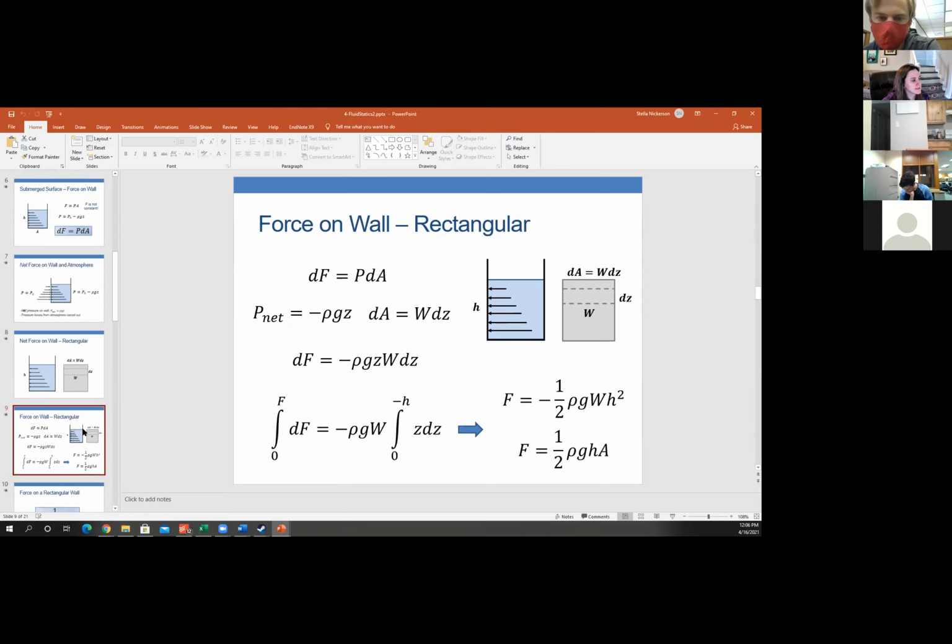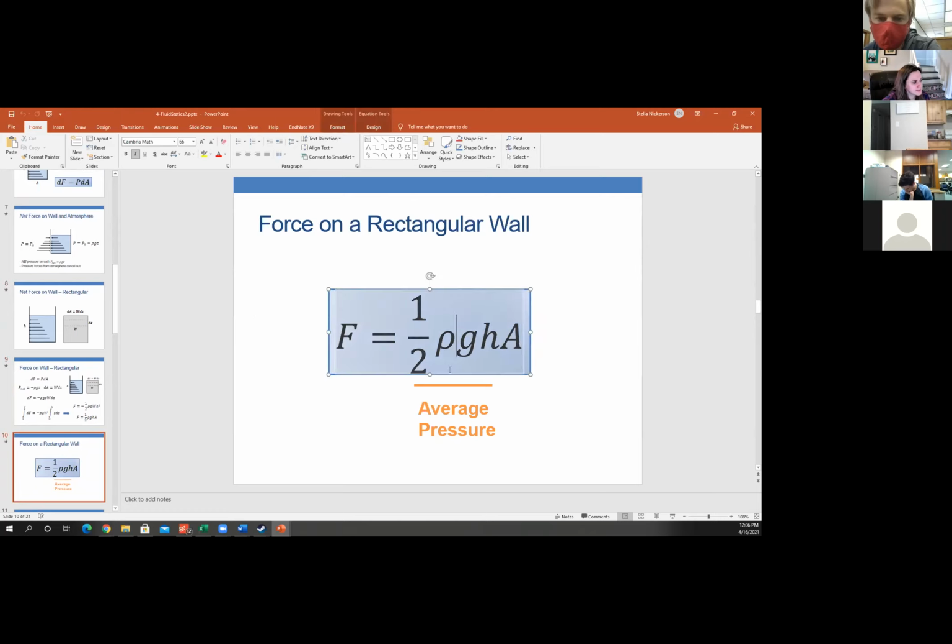And so the P atmosphere part canceled out, and we just had rho gz. And what we end up with is this equation for the pressure force on a vertical rectangular wall. You can go ahead and just write this down.